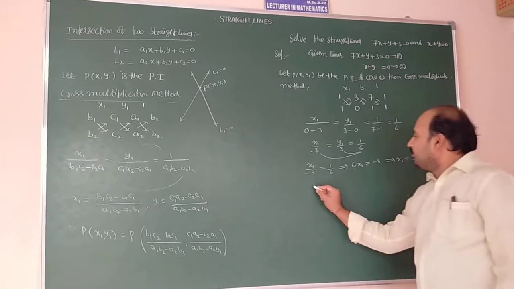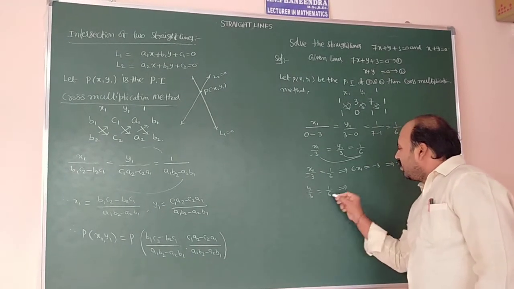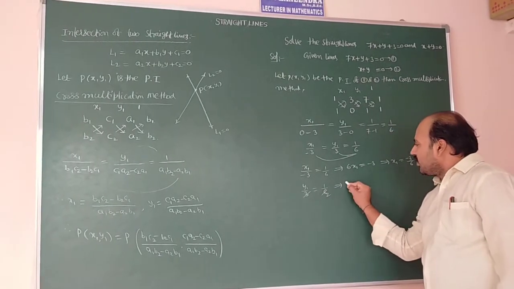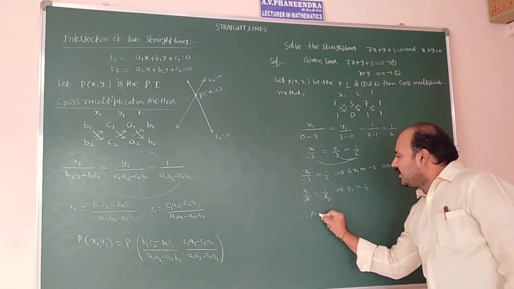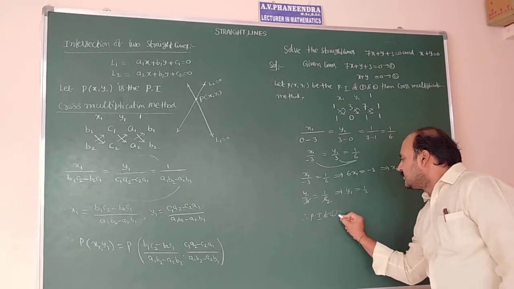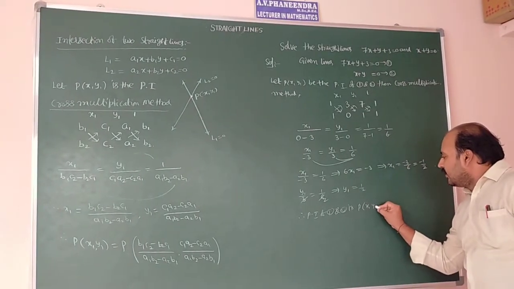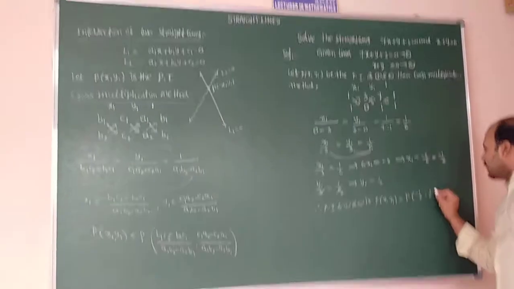3 ones are 3, 2 threes are 6. Next, y1 by 3 is equal to 1 by 6. Here only you can cancel, no need to cross multiply. 3 twos are 6. So, y1 is equal to 1 by 2. Therefore, point of intersection of 1 and 2 is P of x1 comma y1, P of minus 1 by 2 comma 1 by 2.